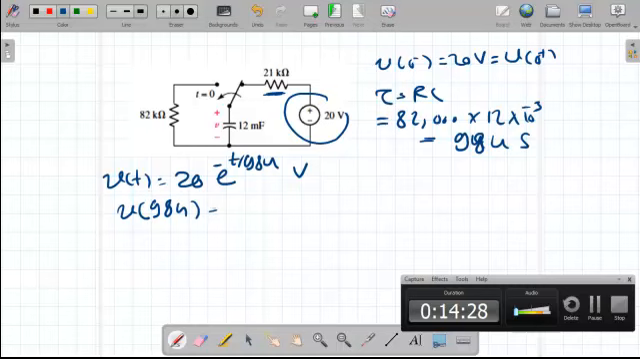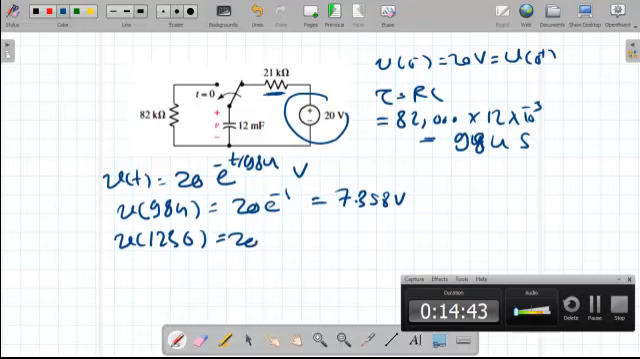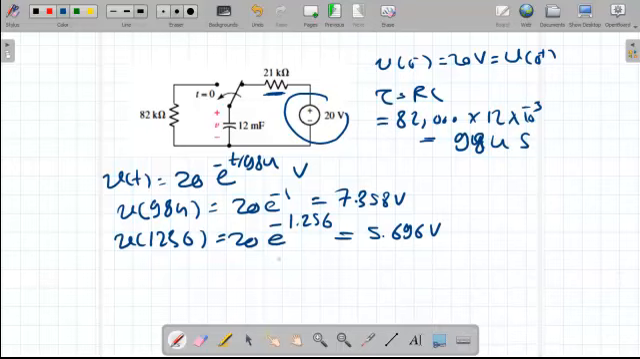So V at 984 will equal 20 times E to the minus 1, so it will equal 7.358 volt. V at 1236 will equal 20 E to the minus 1.256, so it equals 5.696 volt.